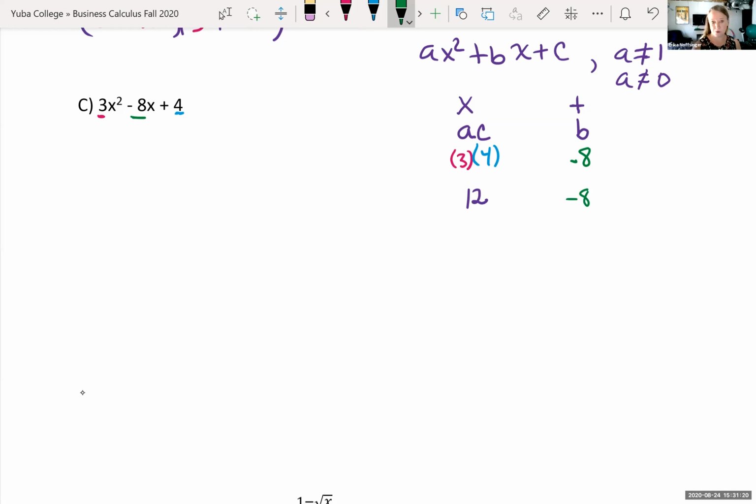So 1 times 12, that's not going to work. 3 times 4, that would add to a 7 or a negative 7. 2 times 6. 2 times 6 is 12. 2 plus 6 is 8. But they both have to be negative? Negative. So negative 6 and negative 2.